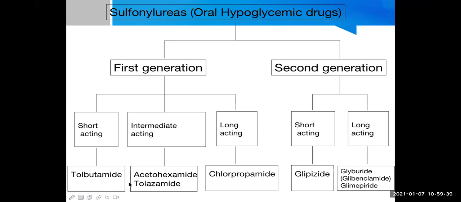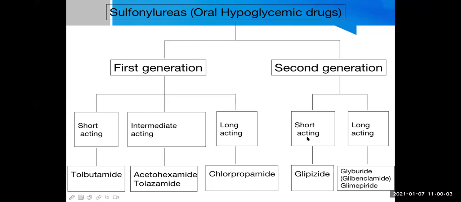Please try to remember these examples. Repeat them until you remember the names. These are very commonly asked in the exam. So tolbutamide is a short acting first generation sulfonylurea. Acetohexamide and tolazamide are intermediate acting, whereas chlorpropamide is a long acting first generation sulfonylurea drug.